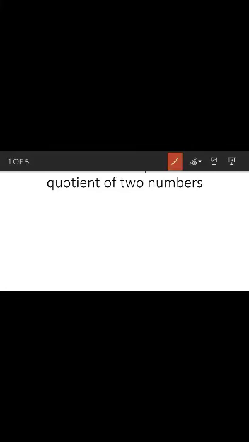Numbers that we are going to learn, that is the index of the product or quotient of two numbers. See students, I am going to solve some examples here which you have to observe to see what rule we get. Okay, now see.